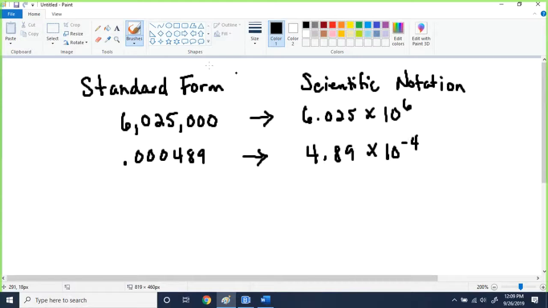Okay, so that's the difference in standard form. It has commas. It's usually a big number or it's a decimal. And then for scientific notation, you have positive integers on one side times 10 to the power of something. It could be a positive or a negative.